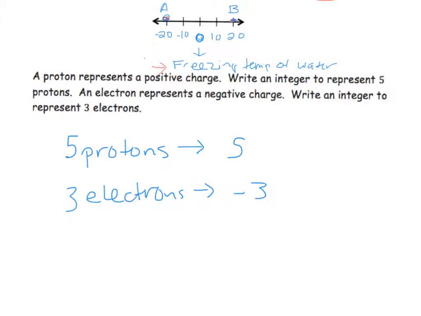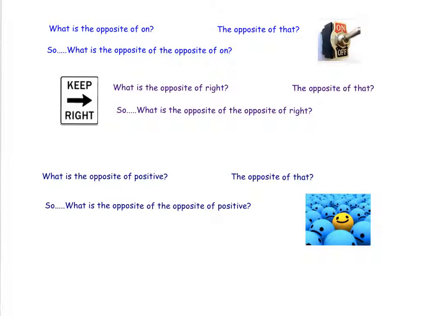Pretty easy. All right, so this is where it might get a little tricky. You have to read and think about it carefully. So we're going to just start back with our opposite. What is the opposite of on? That's easy. It's off. So what is the opposite of that? Well, if the opposite of on is off, the opposite of that is back to on.